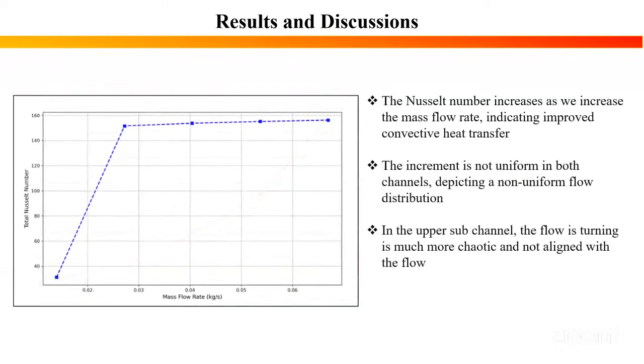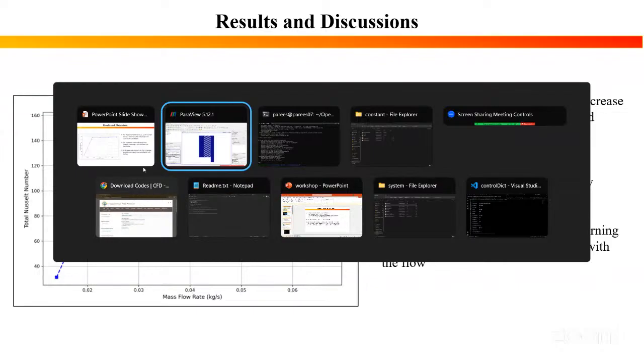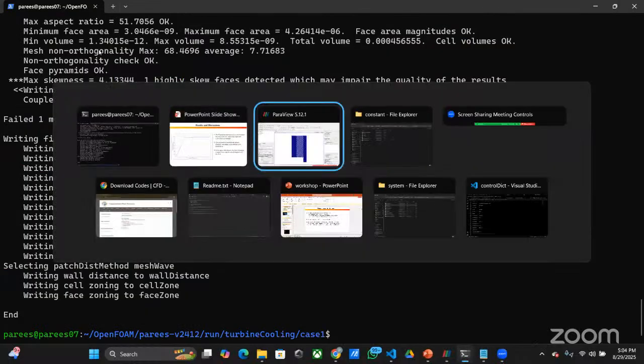And this is the Nusselt number that has been plotted, and again the Nusselt number is also increasing as we increase the mass flow rate, and the increment is not uniform in both channels, the upward section and the downward section. For the upward section, the upper sub channel, the flow is more chaotic in nature, and it is not aligned with the flow.